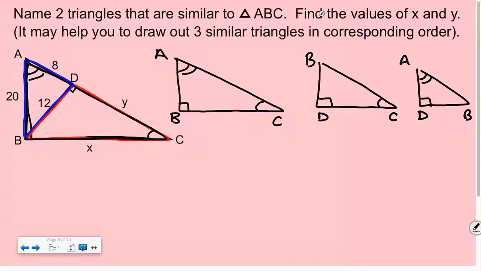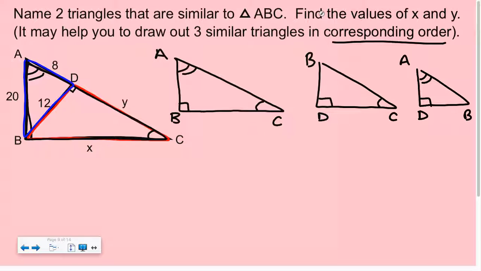Okay, so when we line them up in corresponding order, what we've done is put all the congruent angles in the same spot, which means the corresponding sides will be in the same spot. Remember, the biggest side is always across from the biggest angle. Well, AC is going to be the biggest side of the first one. BC is going to be the biggest side of the second one. And AB should be the biggest side of the third one, because they're all the hypotenuse. So when you line these up, you want to put congruent angles in the same spot.